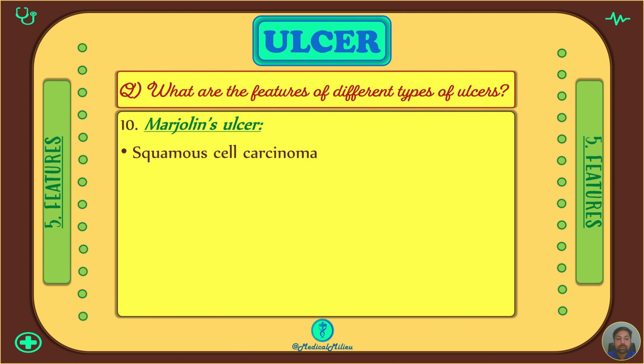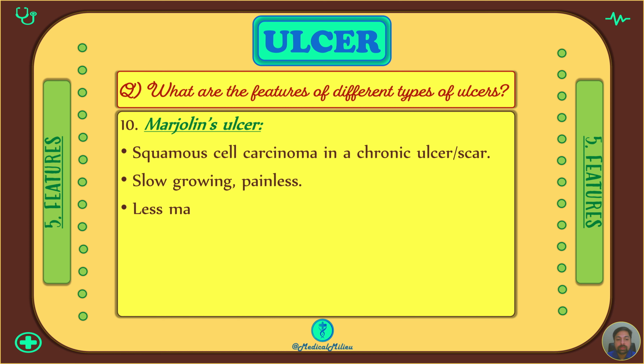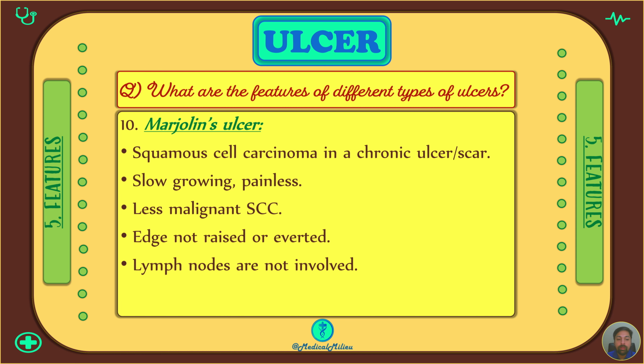Marjolin's ulcer is a squamous cell carcinoma in a chronic ulcer or a burn scar. It is a slow growing, painless ulcer and is a less malignant variant of squamous cell carcinoma. From the traditional squamous cell carcinoma, Marjolin's ulcer differs in that the edge is not raised or everted, the lymph nodes are not commonly involved, and it is usually resistant to radiation due to extensive fibrosis and avascularity.